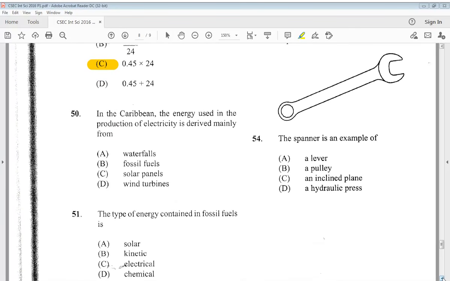Question 50 now says, in the Caribbean, the energy used in the production of electricity is derived mainly from A. Waterfalls, B. Fossil fuels, C. Solar panels, or D. Wind turbines. We know the answer is B, fossil fuels. Let's go to 51.